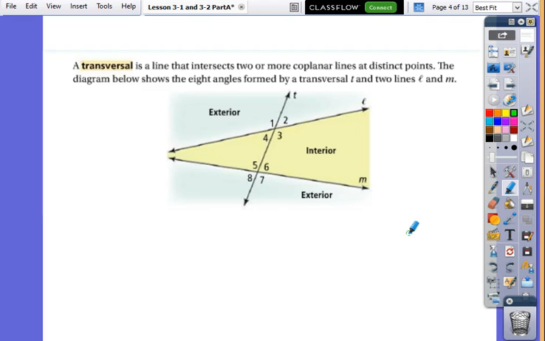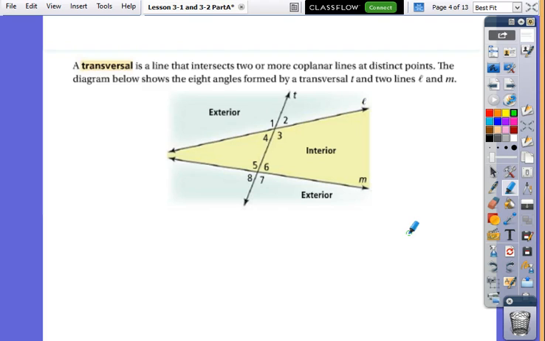8. So how many angles are formed when you just intersect two lines? 4. So basically every other line you cross, you're going to pick up another 4 angles. So this has 8 angles. And this is basically the figure that we're going to be dealing with for the next unit: two lines crossed by a third line forming 8 angles.